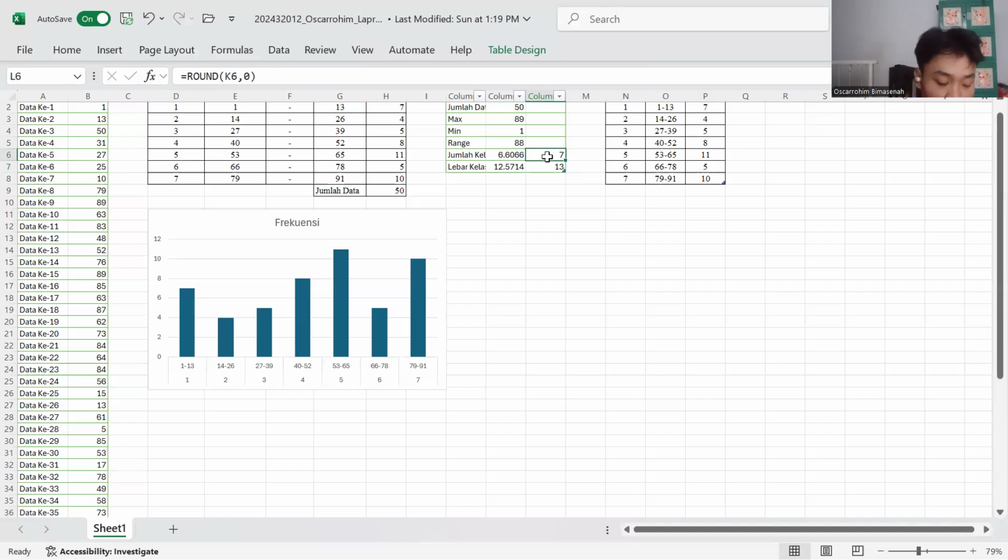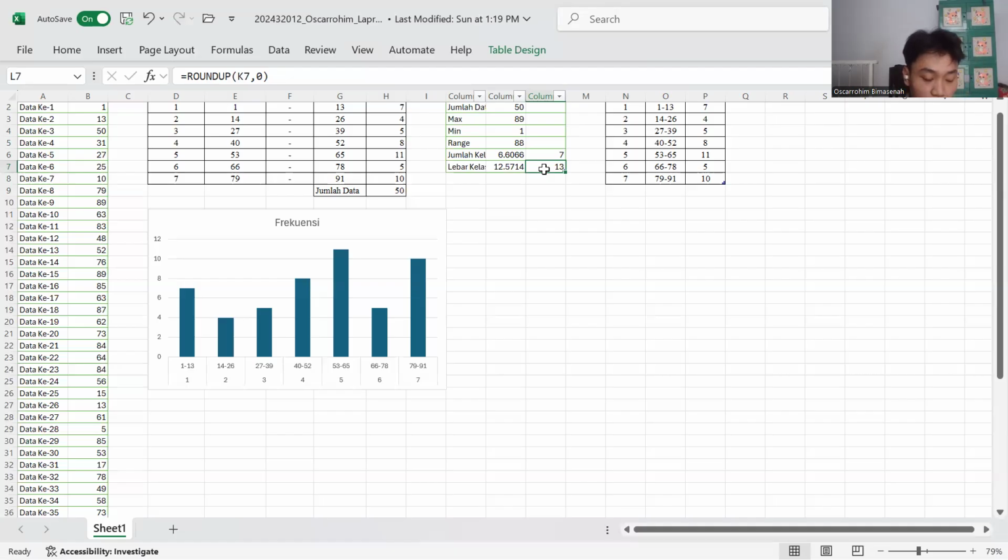The next step is creating the frequency distribution table, with a class interval of 7 classes. I calculated the class width by dividing the range by the number of classes. The result was approximately 12.57, which I round up to 13. This means each class will cover a range of 13 numbers.